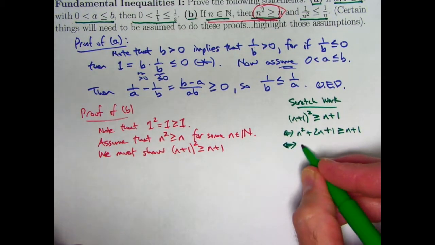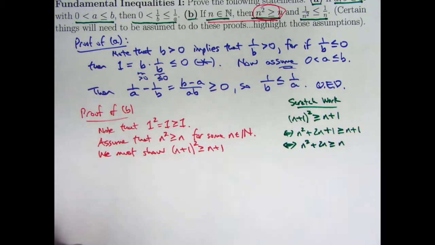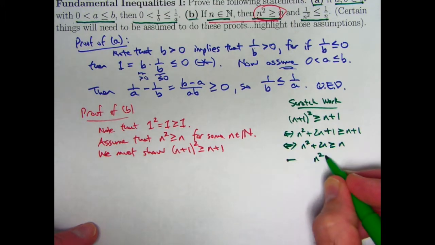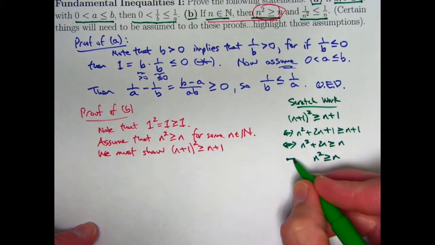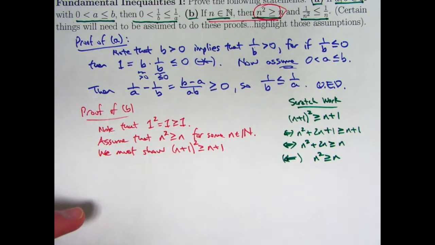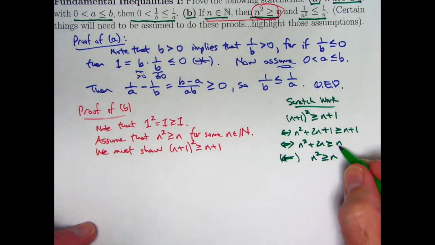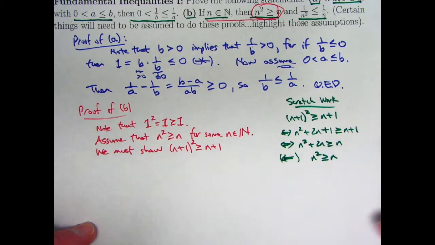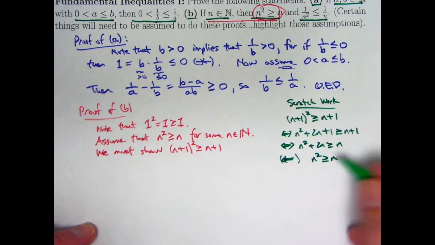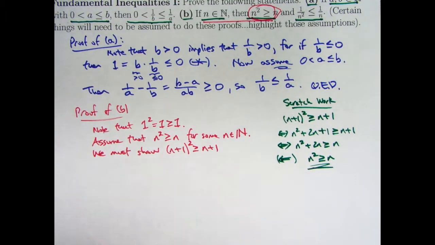Subtracting 1 from both sides, this one is equivalent to n squared plus 2n being greater than or equal to n. And while that is not equivalent to n squared being greater than or equal to n, it does follow from it. There's a one-sided direction here. If this is true, it will follow that this is true, since n is a natural number and therefore positive, which will mean this is true, which will mean this is true. Okay, but that basically means we're done, because I'm assuming the truth of this thing right there.